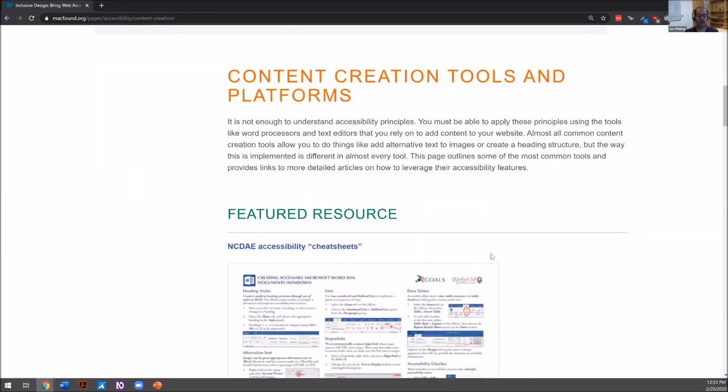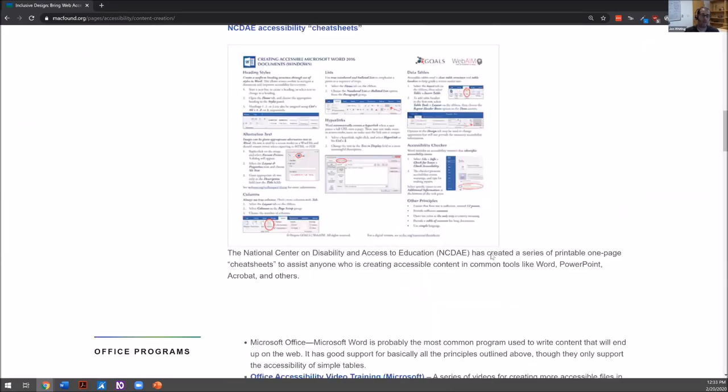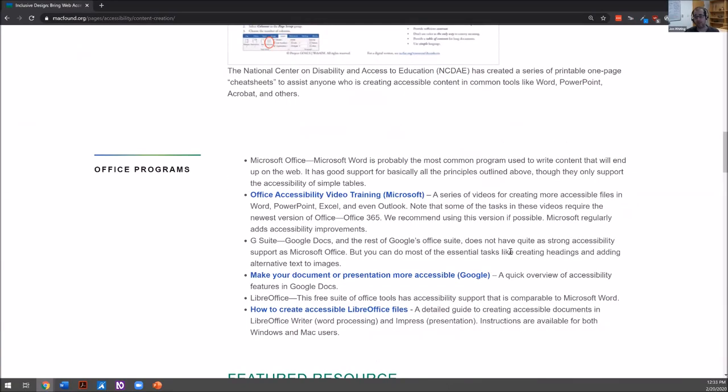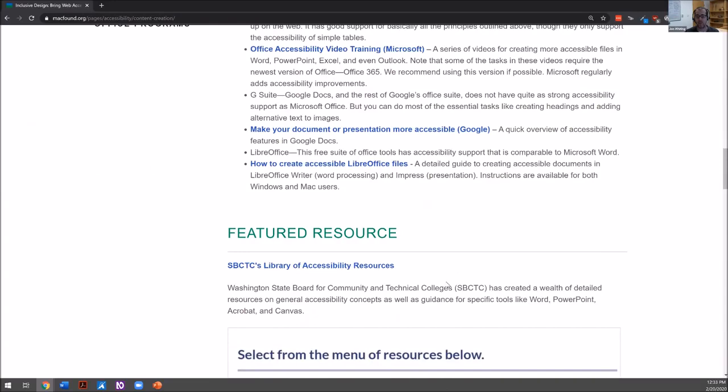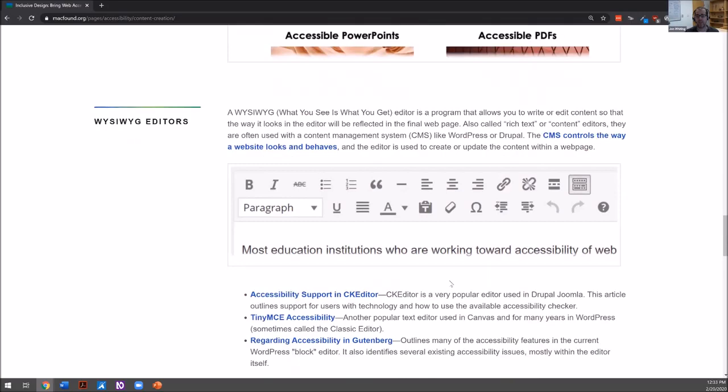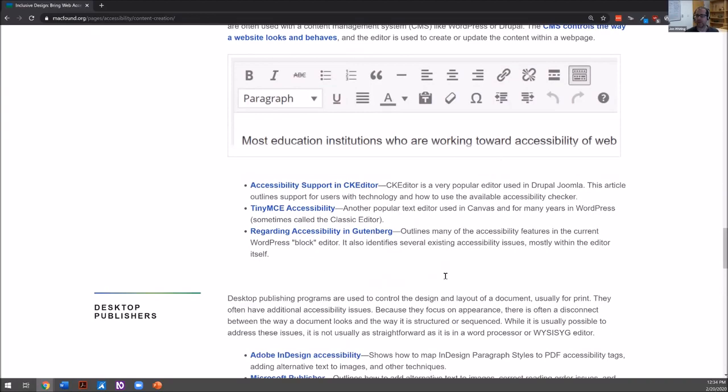I do have some resources for content creation tools. So what are the tools you're using to build these things? Are you using Word to write the content that's going to end up on the web page or to turn into a PDF? Many people are, probably most of you are using Word. We've got links to some resources on that. Some other featured resources on text editors, sometimes called WYSIWYG, or what you see is what you get types of editors. And so those are things that are available as well. Just best practice on making that content more accessible based on the tools you're using to maybe add things into your own websites.